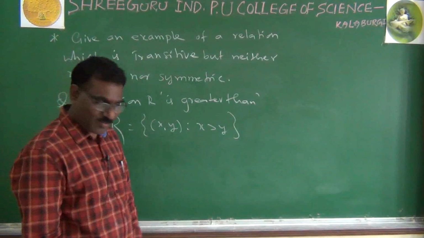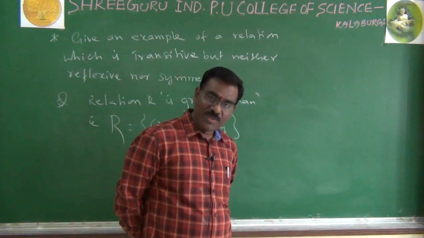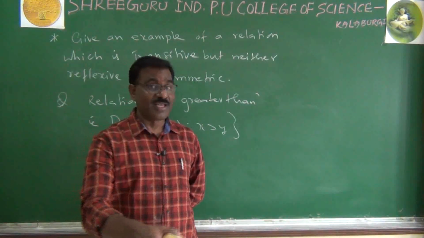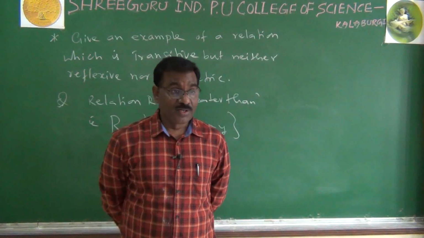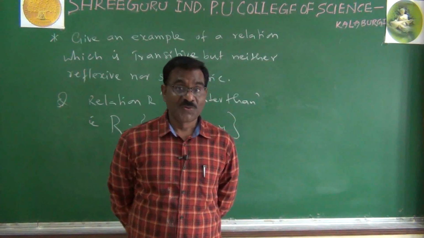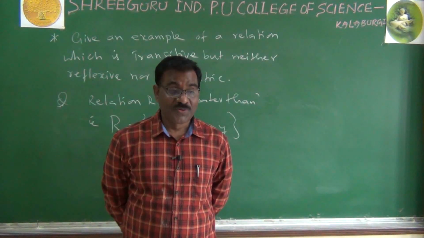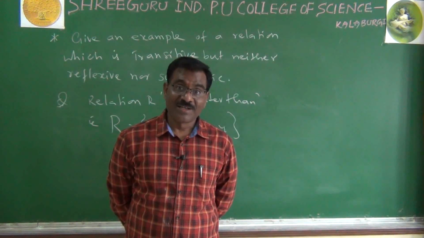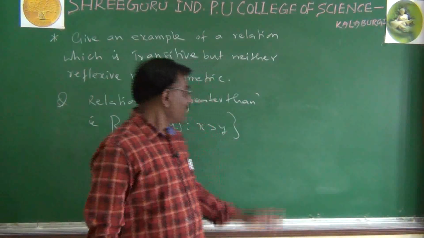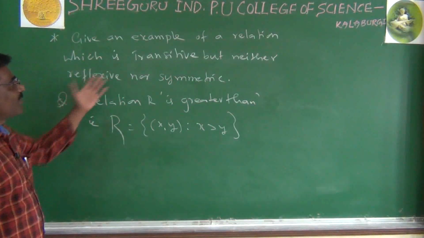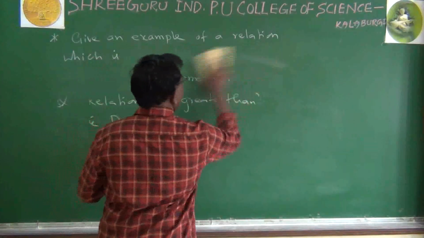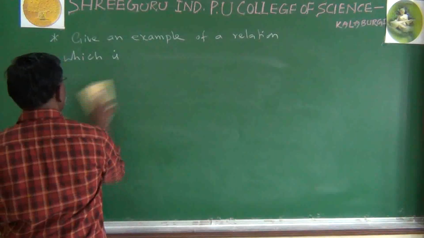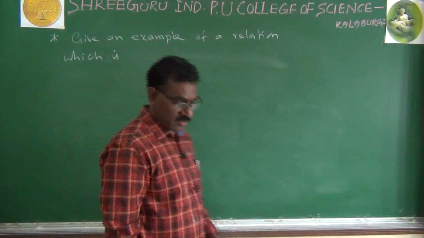This also is an example. What is one more example? You consider set A as {1, 2, 3, 4}, with no reflexive, no symmetry, then only transitive. Okay? This also. Then the third problem. Then 2 problems are over.